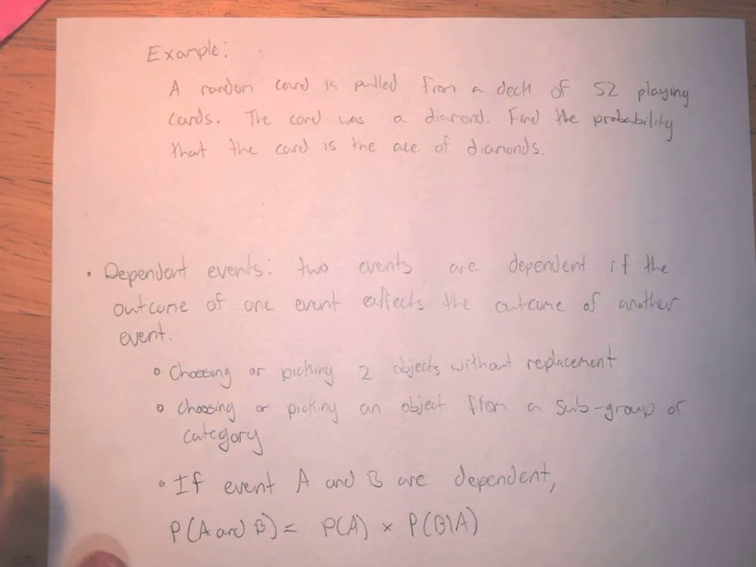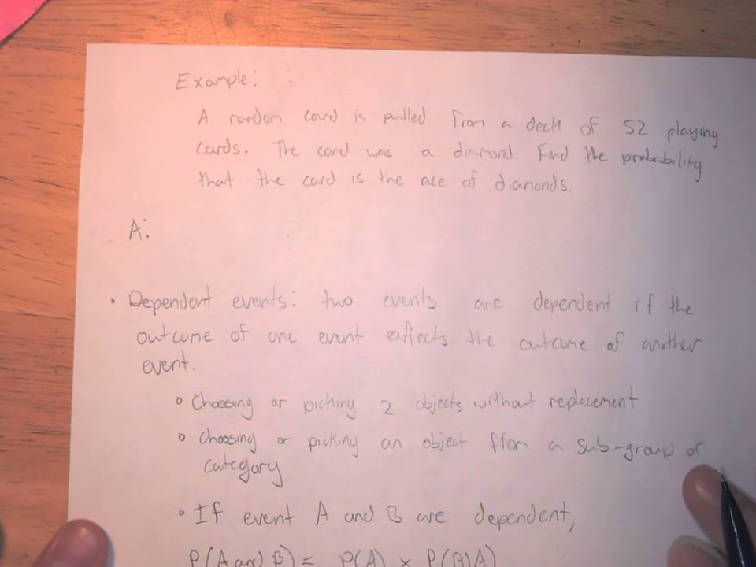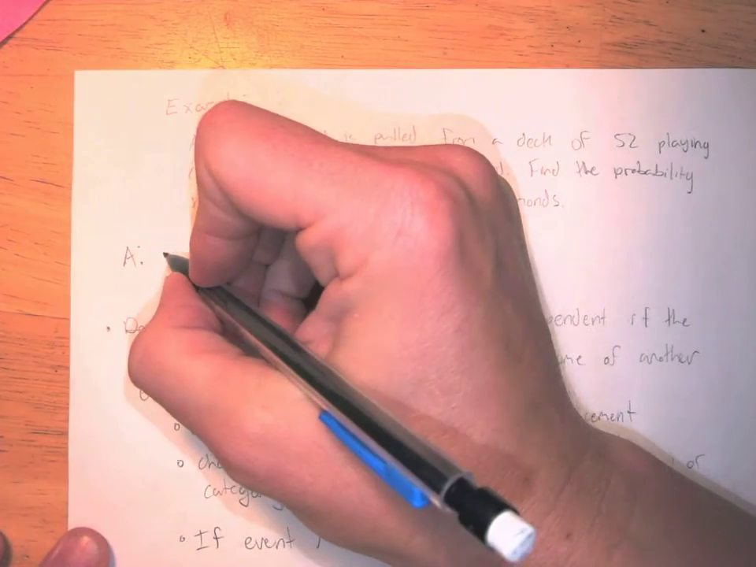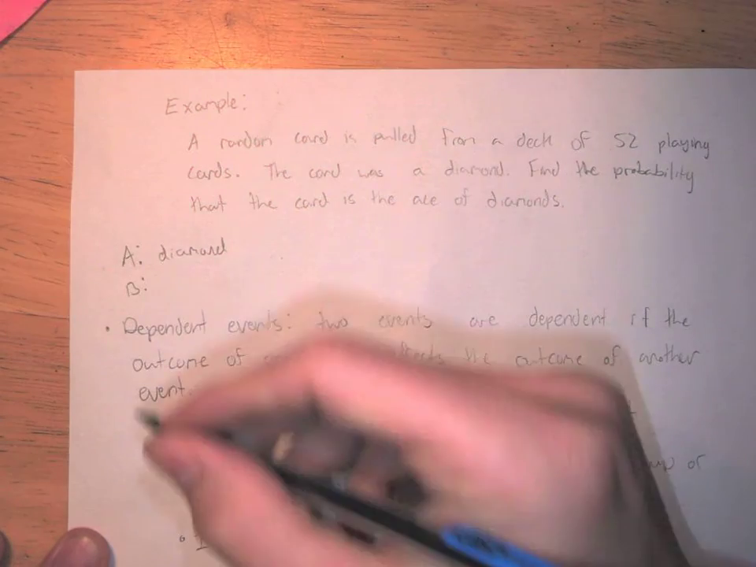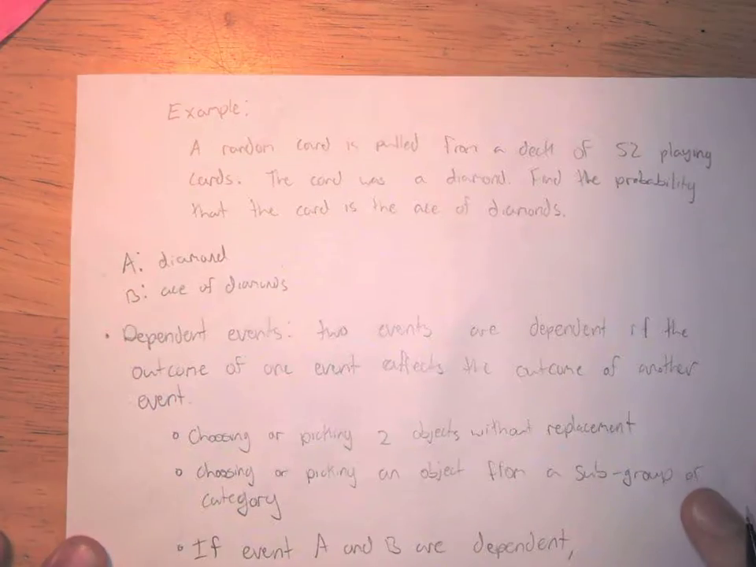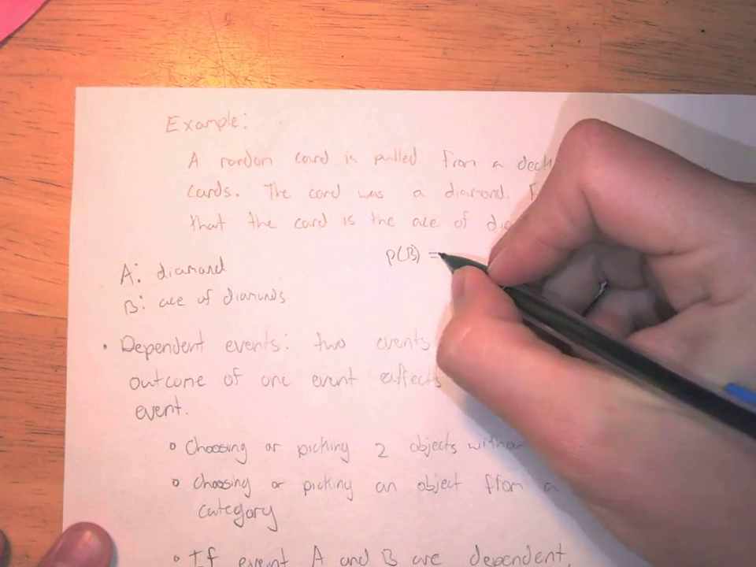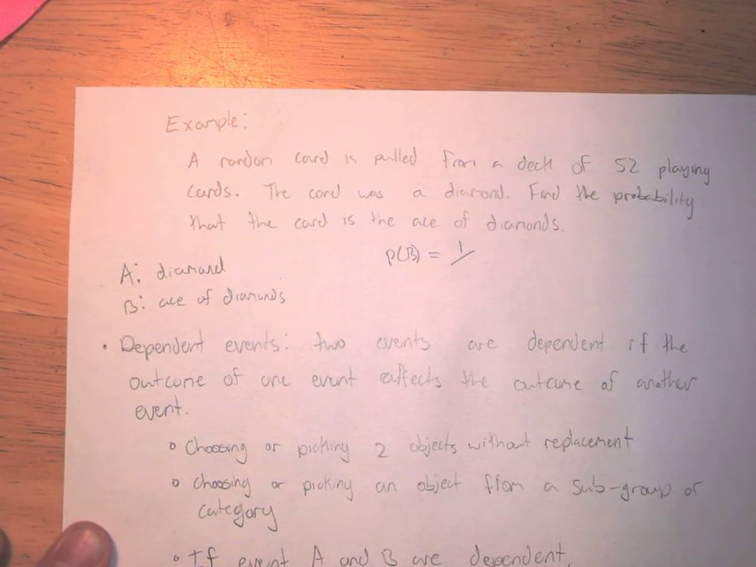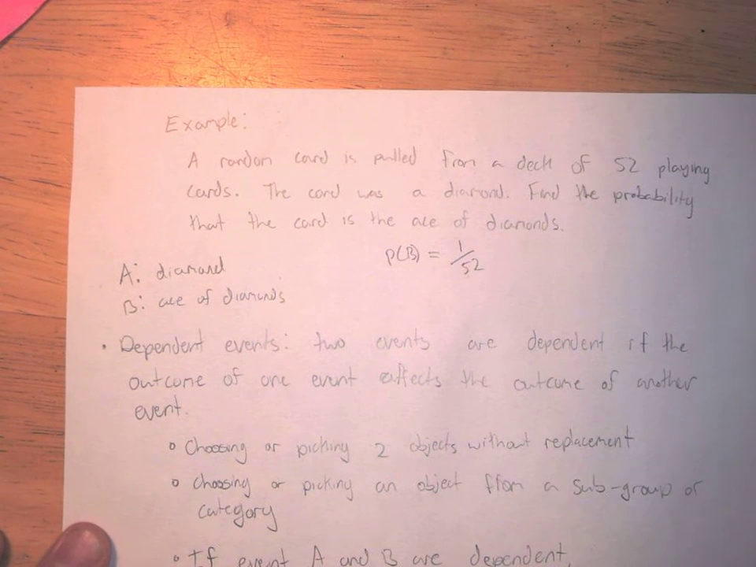Okay, so again, we're going to do a little compare and contrast. So let's say event A is pulling a diamond. So you're going to pull a single card out of the deck, and you want it to be a diamond. Okay, the probability of B is pulling out an ace of diamonds. So if we wanted the probability of B, which is not a conditional probability, that would just be the number of ways I can pull the ace of diamonds, which is 1, out of the number of ways that I can pull a card from a deck of 52, which is 52, right? That's just a regular probability.